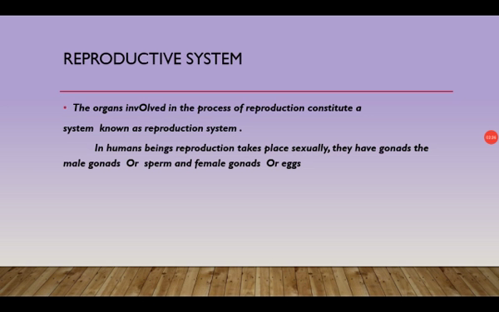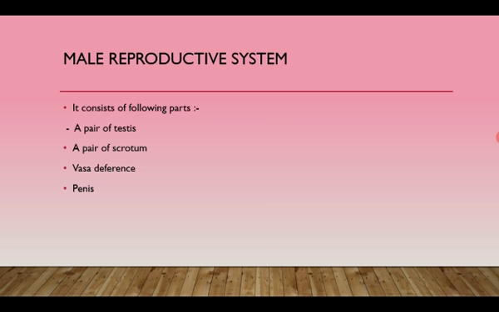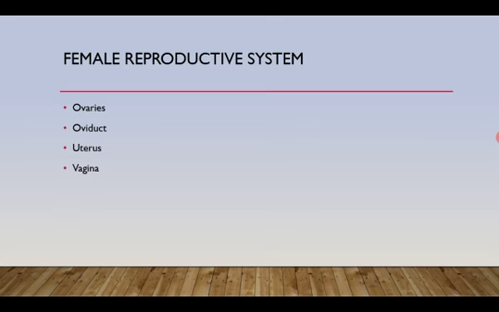Now here, students, many organs take part in reproduction. All these organs make a reproductive system. In the human body, the male body has a male reproductive system and the female body has a female reproductive system. The male reproductive system consists of these organs: a pair of testes, scrotum, vas deferens and penis. Similarly, the female reproductive system contains the following organs: ovaries, oviduct, uterus and vagina.